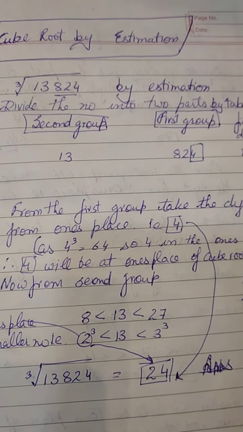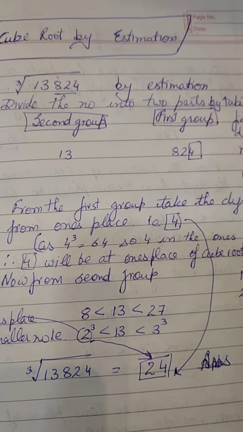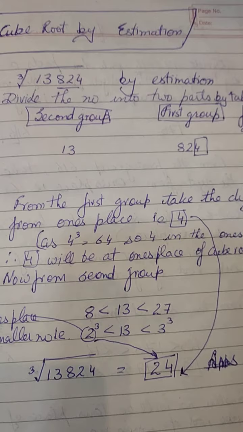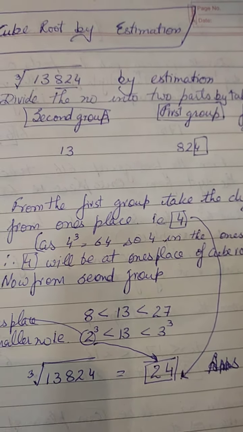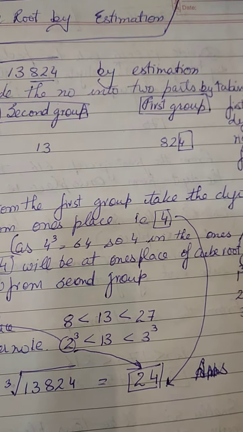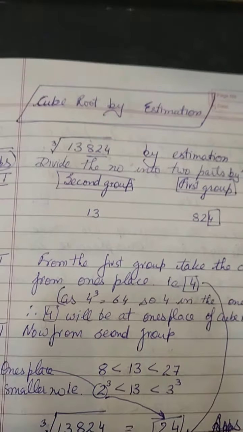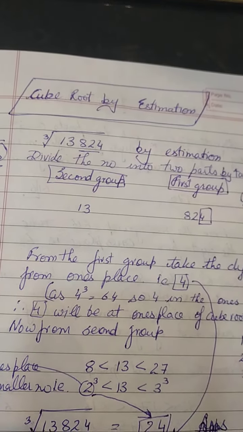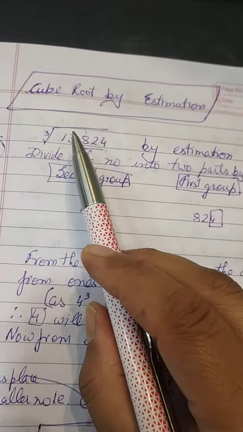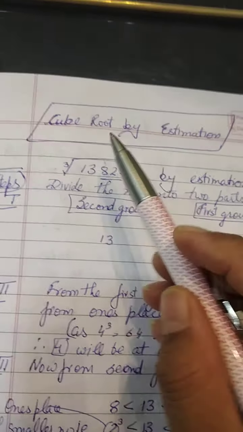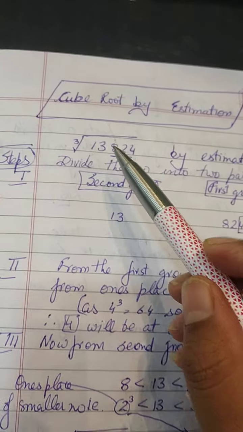Today we will find the cube root of a number by the estimation method. By estimation we mean that we will guess the cube root of a given number. That is, we have to guess the cube root. The steps involved, we will solve by taking an example.